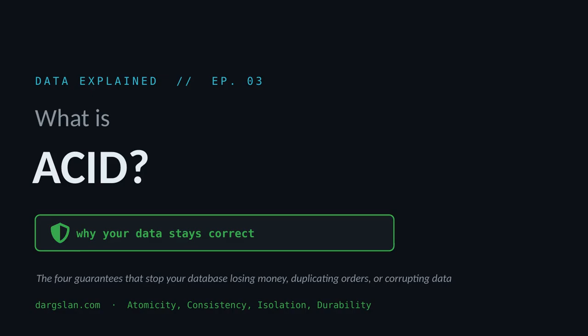Imagine sending money to a friend, and halfway through the transfer, the database crashes. Does your cash vanish into thin air? That's exactly the kind of nightmare ACID exists to prevent. In this episode of Data Explained, we're unpacking the four quiet guarantees: atomicity, consistency, isolation, and durability that keep your data honest even when everything else goes wrong.